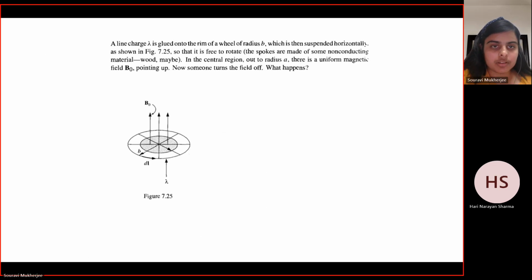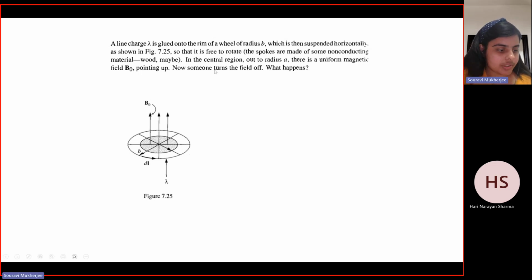Okay. Now, this question is a pretty fun question. And here it says that you have a line charge. Okay, so in this big ring that you have, along the circumference, you have a line charge lambda. Okay, and the radius is given as b. In a smaller radius here, which is a shaded region, there is a net magnetic field which is pointing up. Okay, and it says that now someone turns the field off. So now what happens, right?